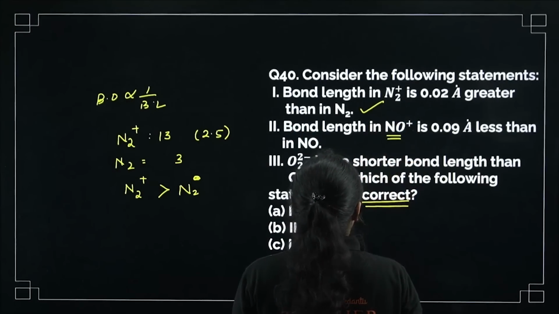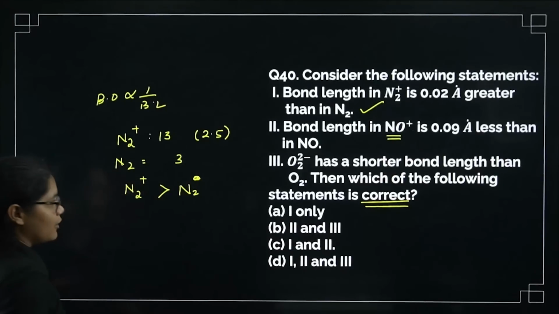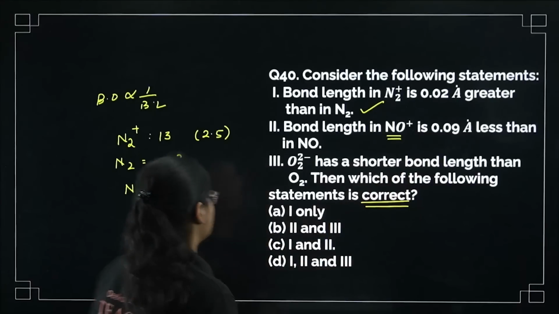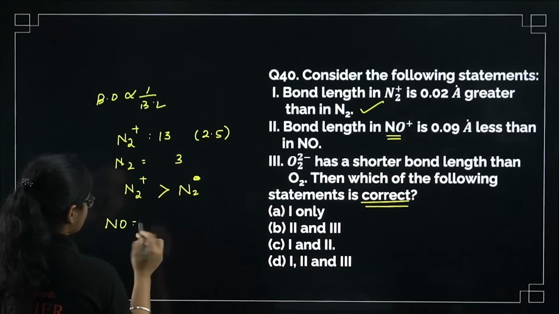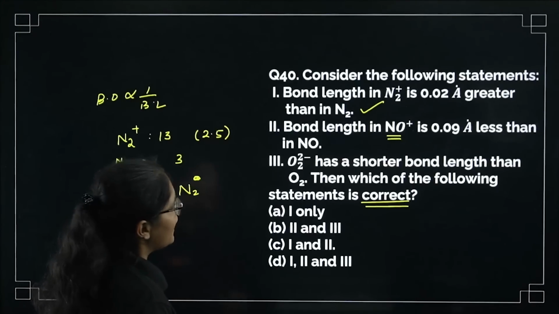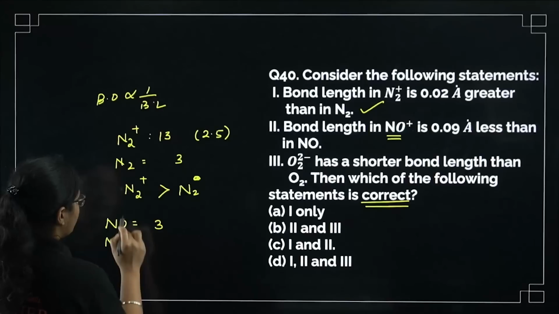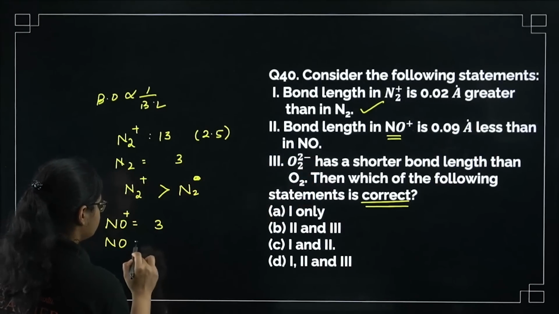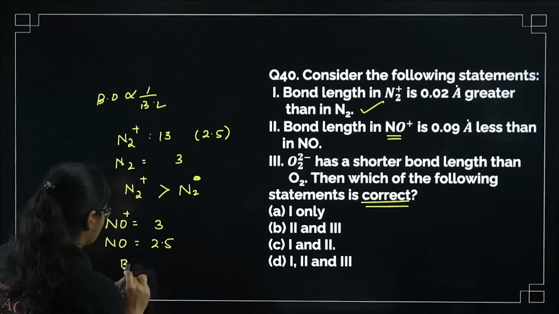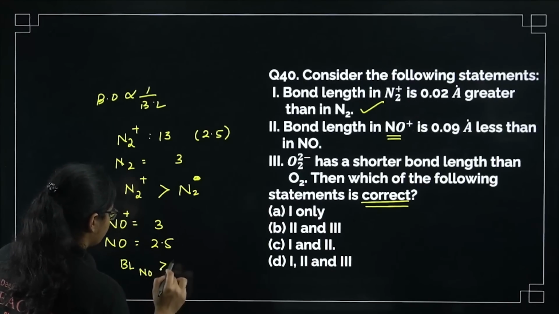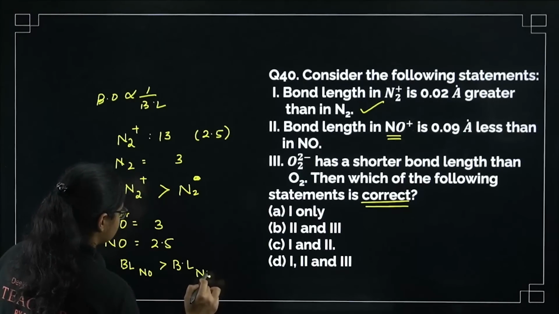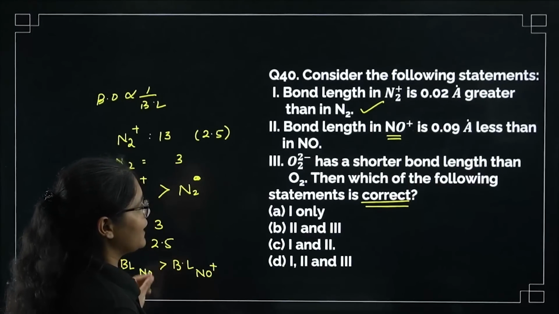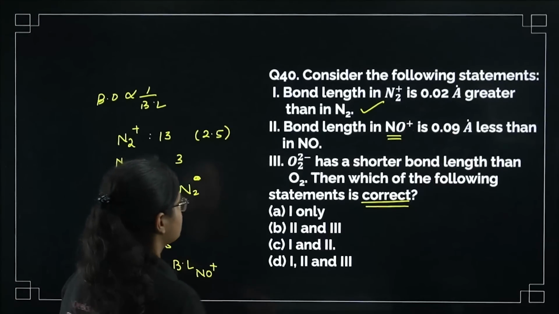Next, if I talk about NO+ and NO. Now NO+ will have how many electrons? 7 plus oxygen 8, 15, minus 1, 14. So NO+ has 14 electrons, and 14 electrons means bond order is 3. And NO will have 7 plus 8, 15 electrons, and 15 means its bond order is 2.5. So I can say that the bond length of NO will be greater than the bond length of NO+. Here the bond length in NO+ is 0.09 angstrom less than that of NO. That is also correct here.